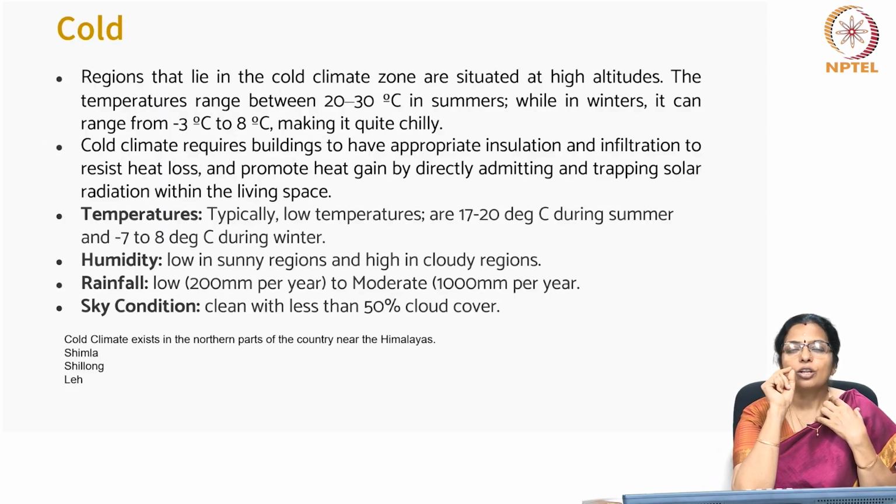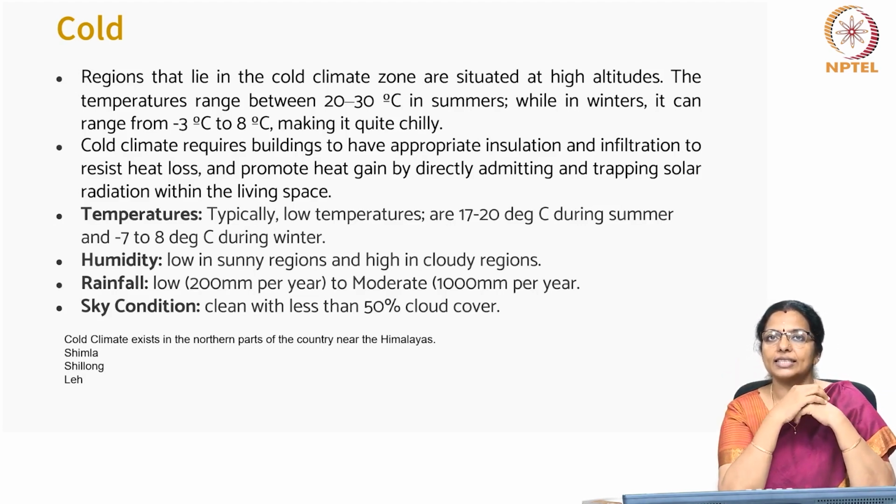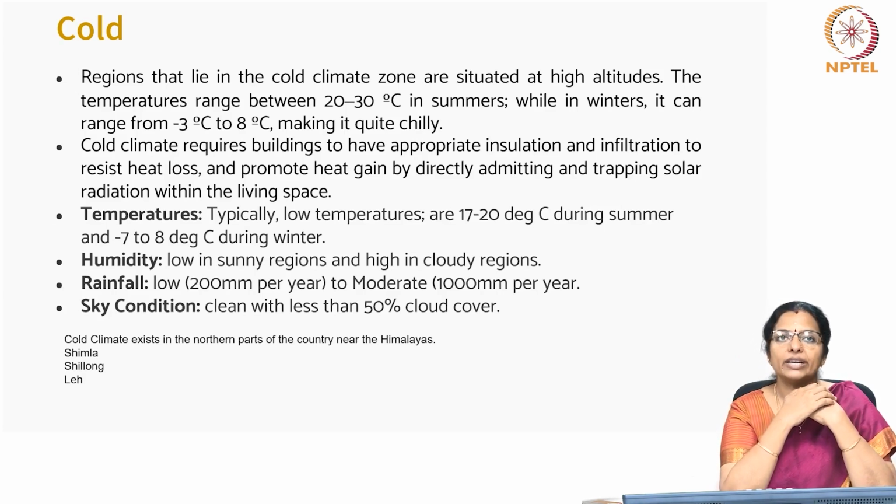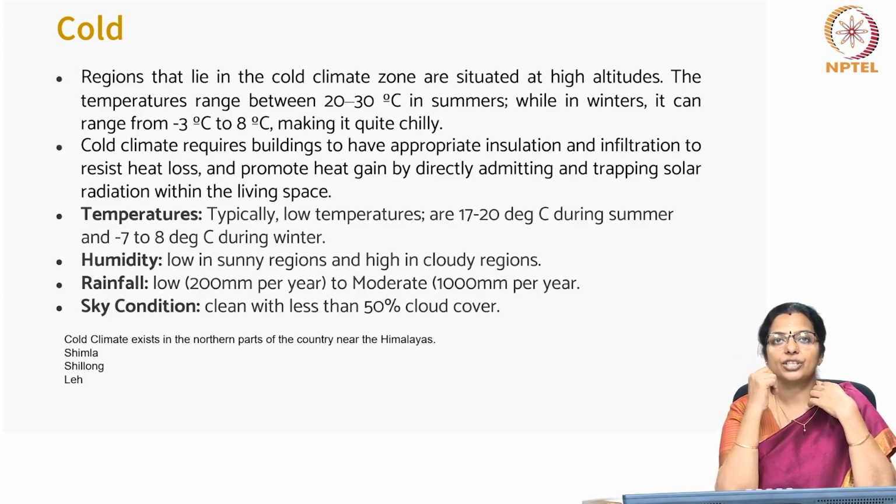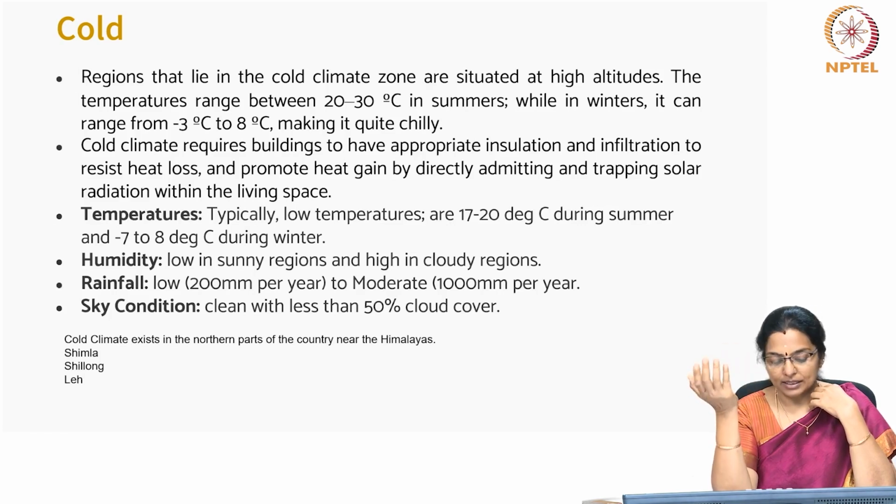Regions that lie in the cold climate zone. When we look at cold climate zone, regions which lie in cold climate zone in India are situated on high altitudes. The temperatures range between 20 to 30 degrees centigrade in summers, while in winters it can range from -3 to 8 degrees centigrade, making it extremely cold and chilly. Jammu Kashmir, Shimla, Manali, all these places fall in cold climate.